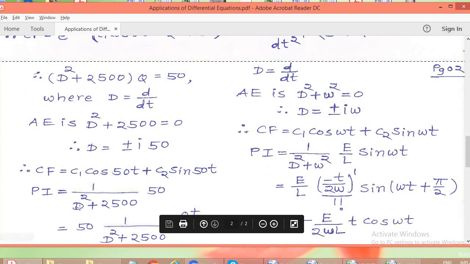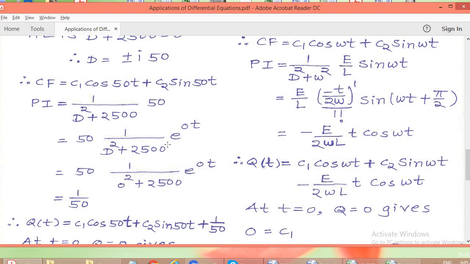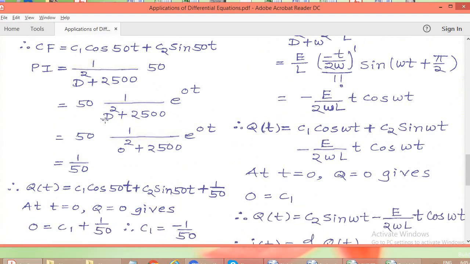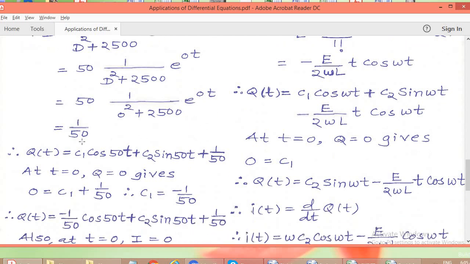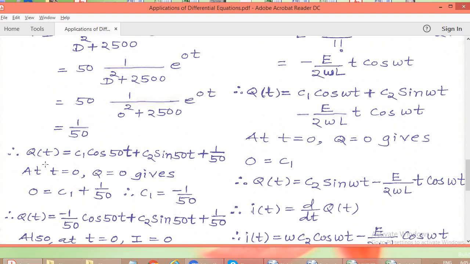Q means 1 upon D squared plus 2500 operated on 50. So 50 is a constant, 1 upon D squared plus 2500 times e to the power 0t. Here we'll be replacing this capital D with 0. So we are getting this, and after simplification, 1 upon 50. Thus the general solution q is equal to the complementary function plus the particular integral.